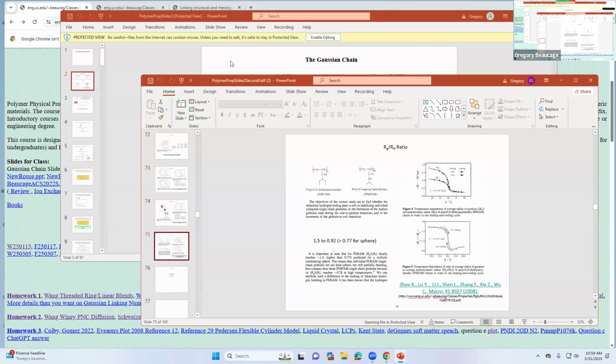Any comments on that stuff? Is the higher Rg to Rh just a more flexible thing? Yeah, it means it's more, I guess you can think of it, it's more open or something like that. So if it's an expanded coil, you should get a bigger Rg to Rh than for a theta coil, and then a collapsed coil is below 1. It'll be like some number like 0.7, 0.75 or something, I guess.